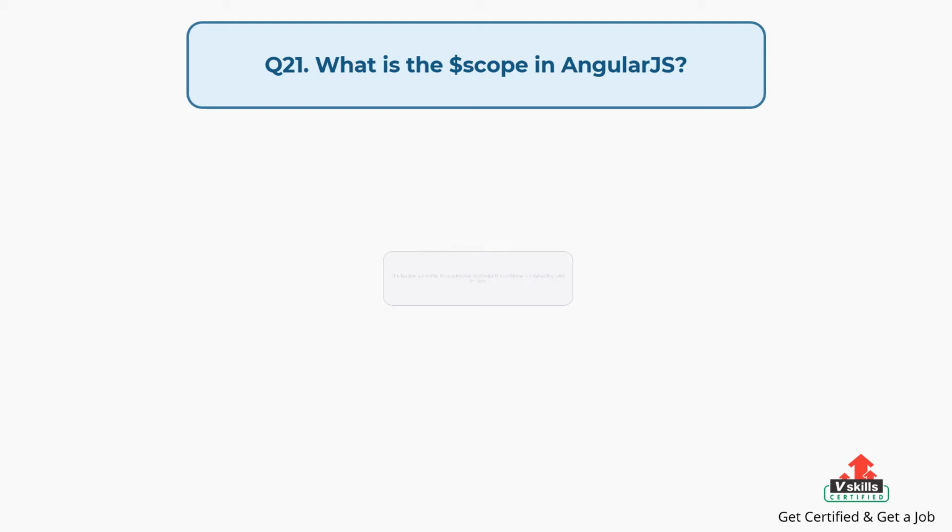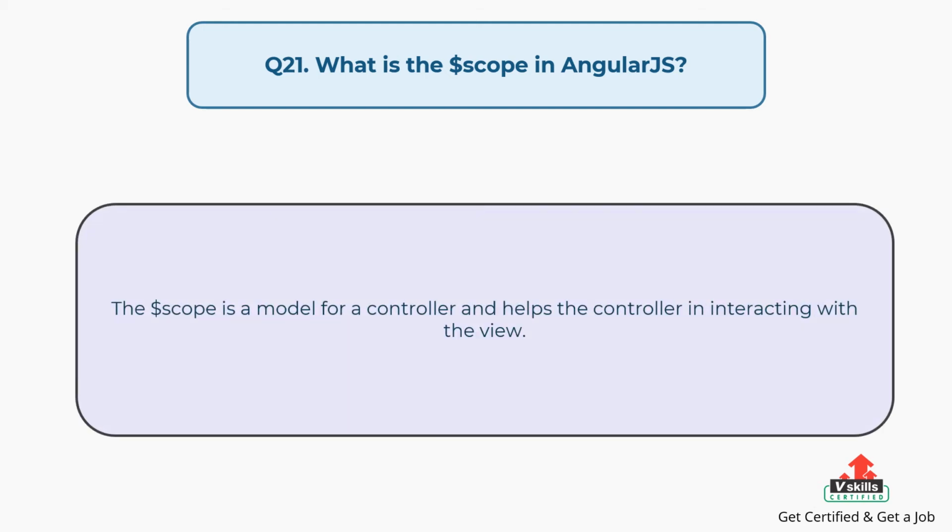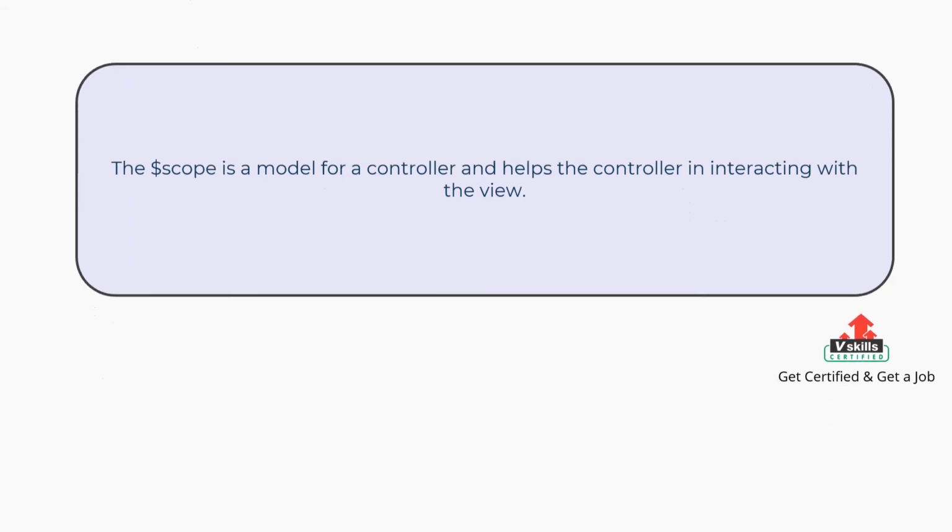Question number 21. What is the scope in AngularJS? The answer is, the scope is a model for a controller and helps the controller in interacting with the view.